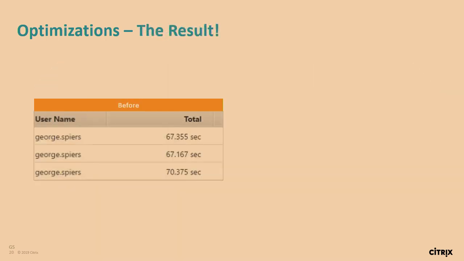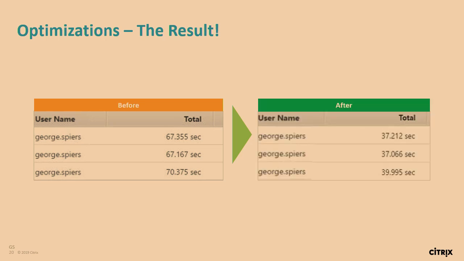If we take the example to the left of the screen, essentially what I've done here is built a Server 2016 VDA vanilla and done nothing else. I've tested three logon times. You can see those times range from 67 to 70 seconds. Then afterwards, I've applied my Windows Server 2016 logon script, and you can see that logons straight away drop, on average by 30 seconds. So this really highlights the importance of optimizations.